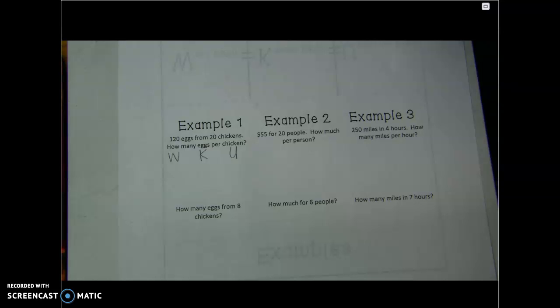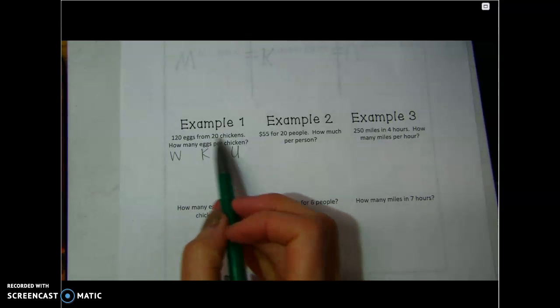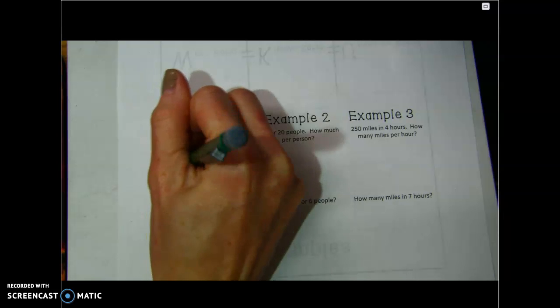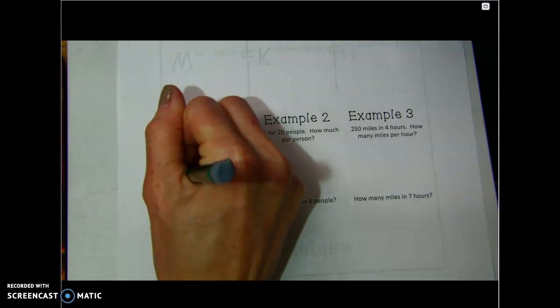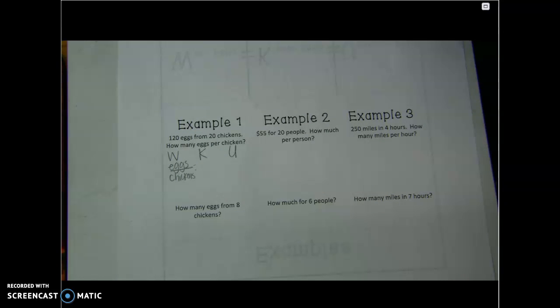Okay, so our W stands for our words. So we know that 120 eggs from 20 chickens. So our words is going to be eggs over chickens. So go ahead and write that down. Eggs over chickens is the ratio. That's our words, what we know.